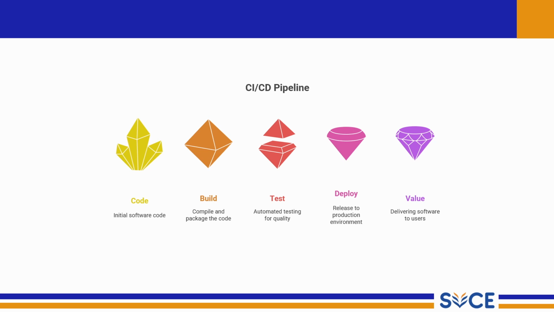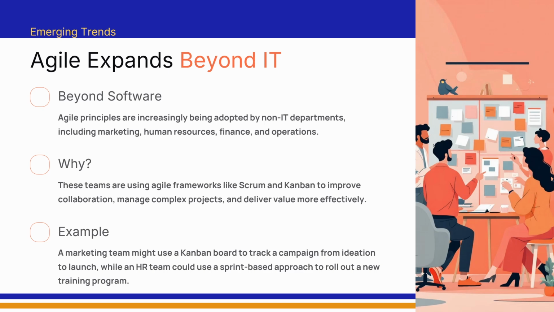Here is how the pipeline works. It starts with the code, where developers create features, then build, where we compile the package, the software. Next is test, where automation ensures quality. Finally, deploy, delivering the product to the user, creating real value. This cycle repeats continuously, making delivery fast, reliable, low risk. So now that we have covered the foundations, let's explore what's new, the emerging trends in agile.